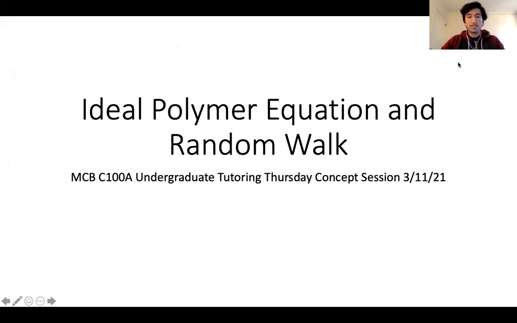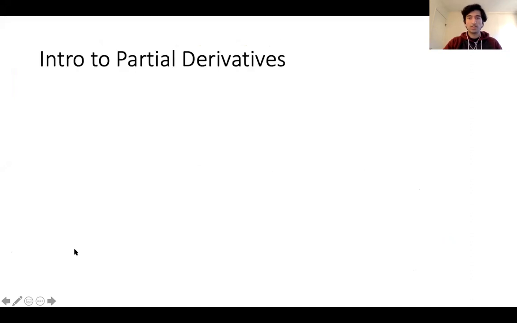Okay, so today I'm hoping to give you a little bit of a recap on what was discussed in Monday and Wednesday's lecture. This is going to be a little bit about the ideal polymer equation and also random walk. But before we dive into this, I just want to give a quick intro on partial derivatives, because I think these show up quite a bit in this part of the course, and they're very similar to single variable derivatives, but they can just be a little bit confusing.